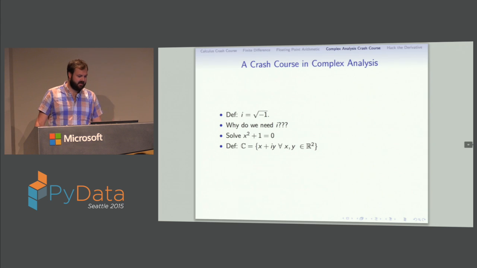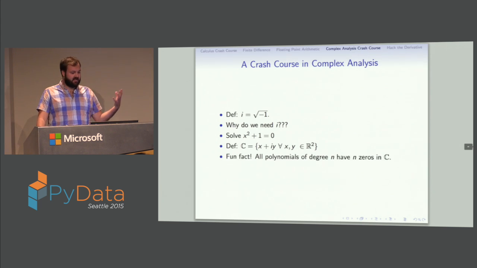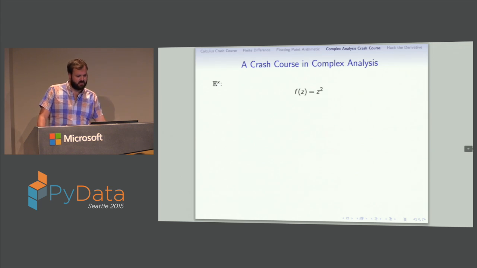But if you plug in i and you square it, you get -1, so that equals 0. So we define this whole new set of numbers called the complex numbers, where it's basically just two real numbers added together, x plus iy. This basically allows you, for an n-degree polynomial, to find all n zeros. So that's pretty fun. So we're going to work through an example.